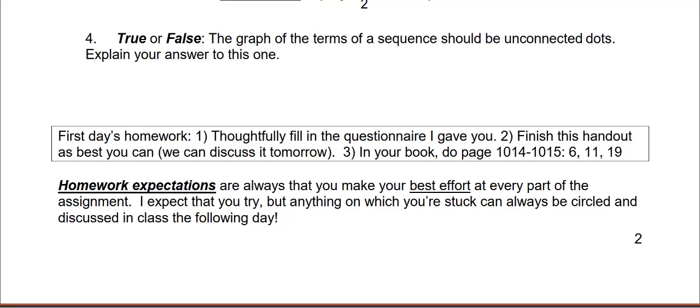Okay? Here's my thought for the day. Good students make mistakes, correct them, and learn. Poor students make excuses and never change. Which do you want to be?